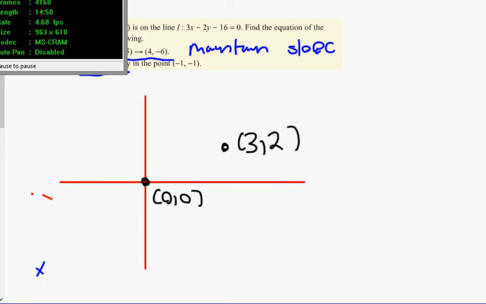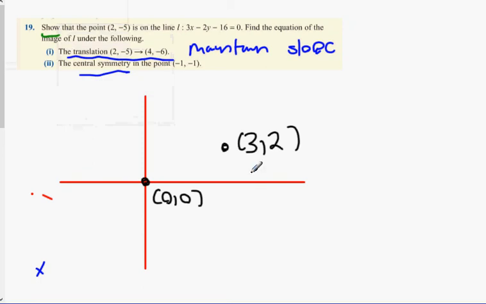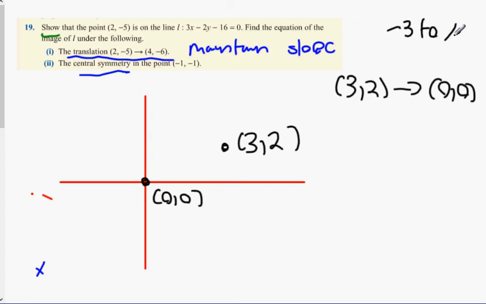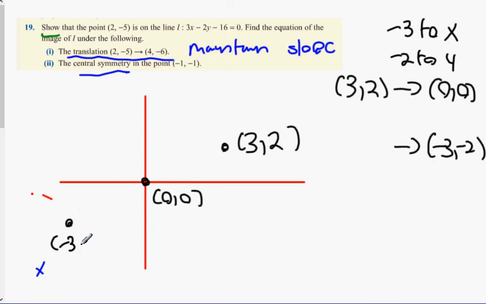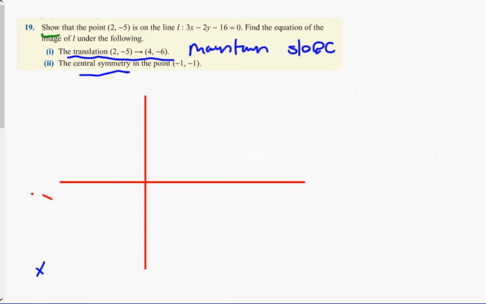Now guys, the next thing is, 3, 2. If I did central symmetry in this, how do you bring 3, 2 all the way down to 0, 0? It's take away 3 from x and minus 2 from y. Then you take away another 3 and you get -3, -2. You basically get the same distance out the other side. Does everybody understand that?